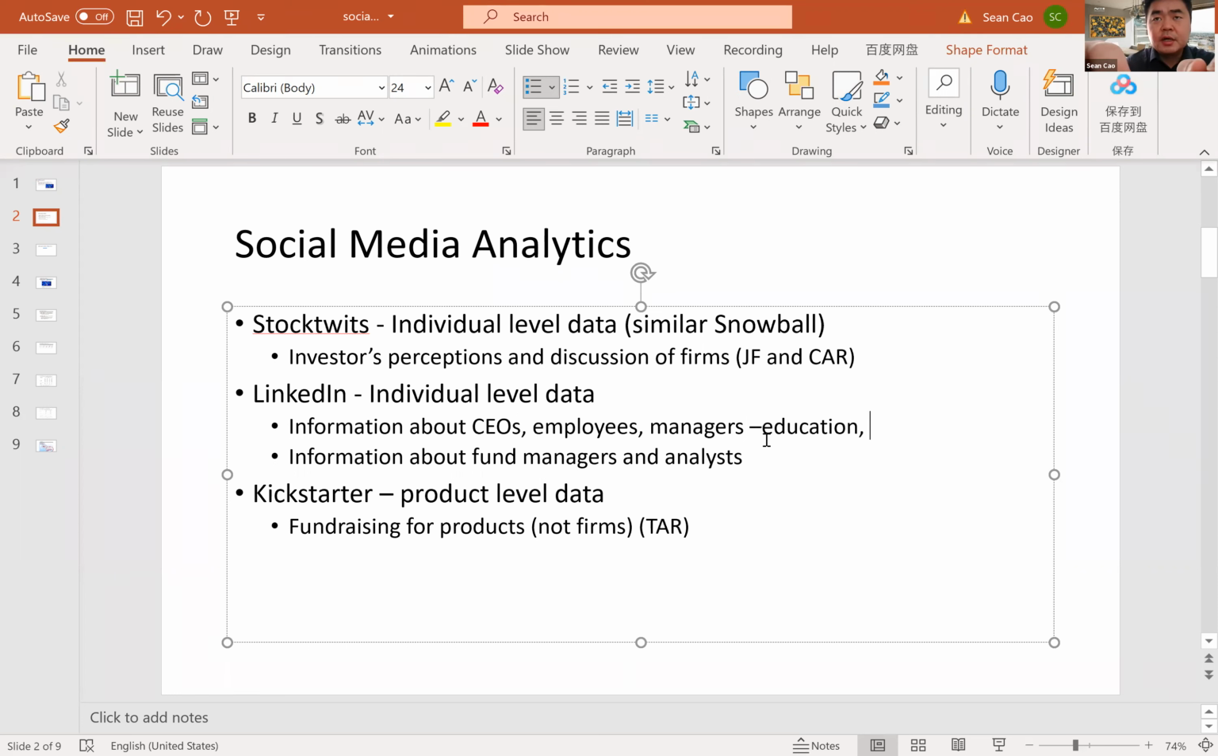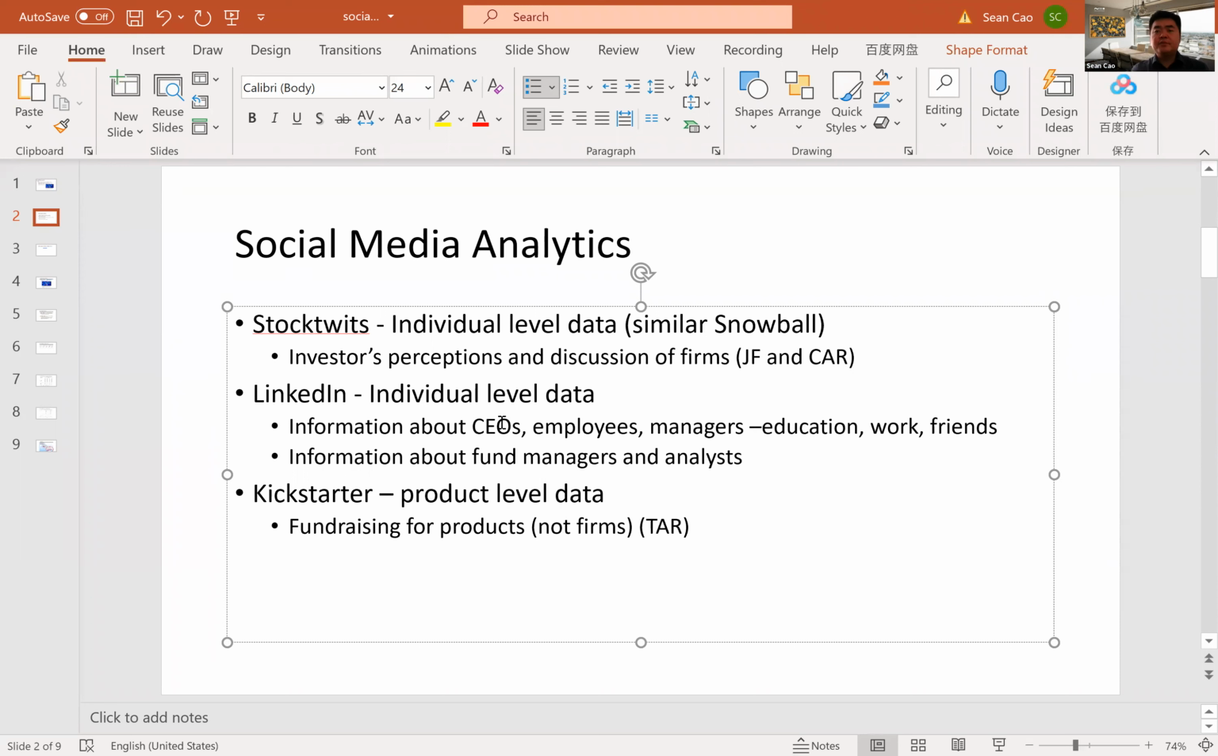That's the information you can get from LinkedIn. The good thing is you can get how many friends the person has. And not just for CEOs, you can get any employee's education, working experience, friends, and managers. So basically, you can get every business manager and CEO, high level and low level. You can get the employee information.